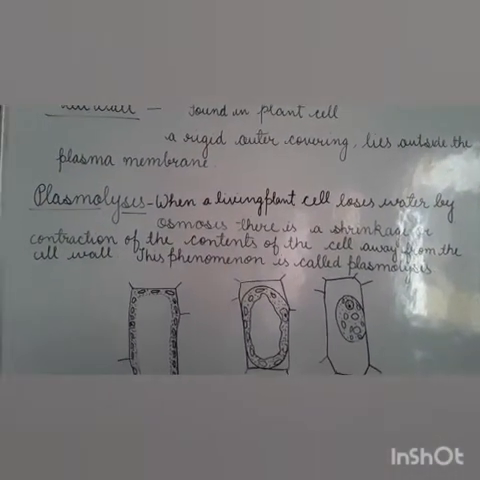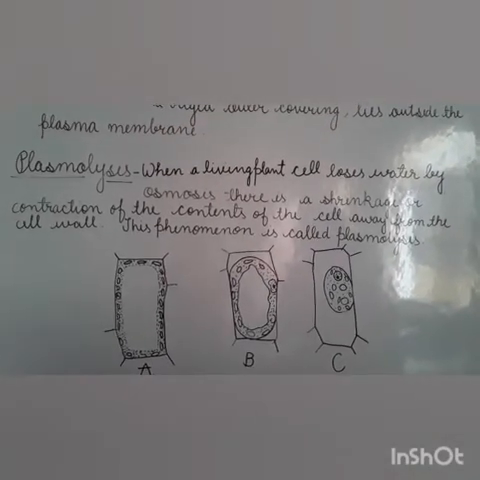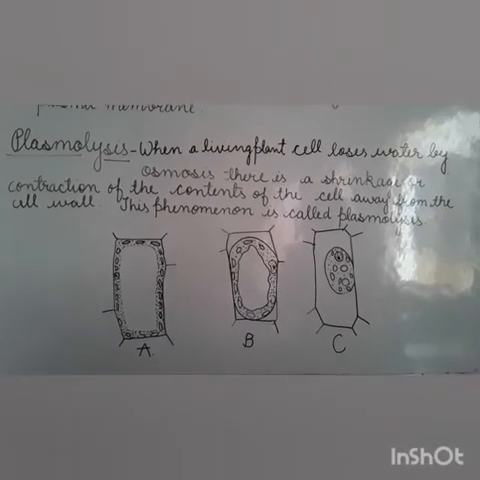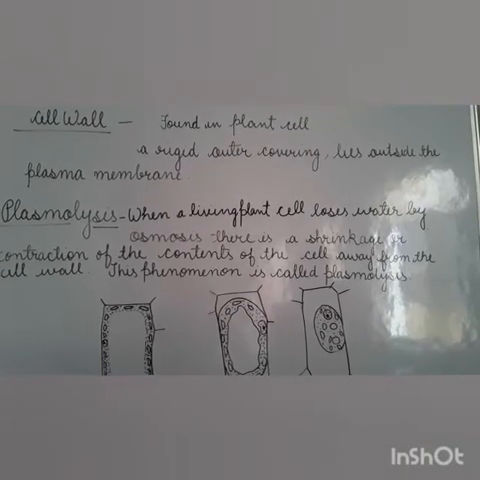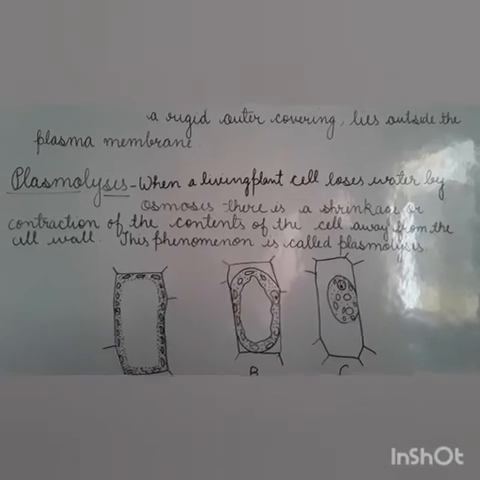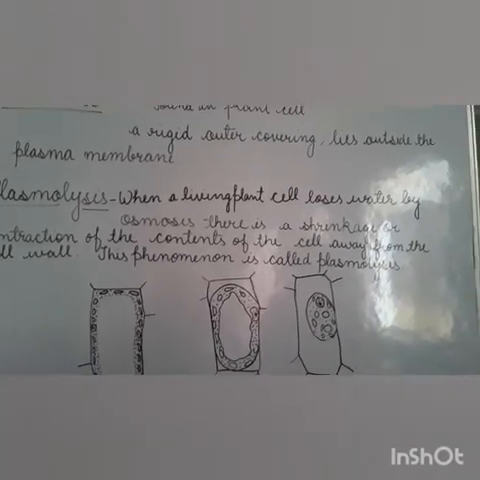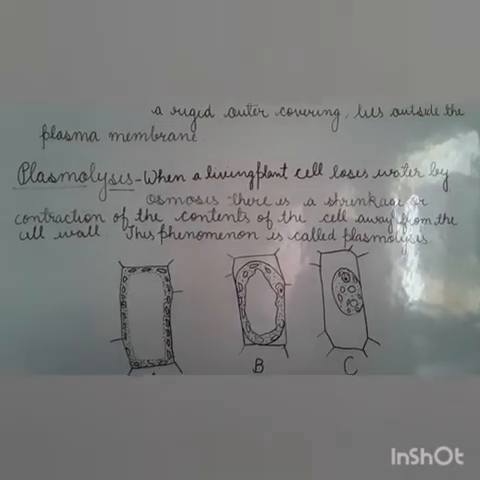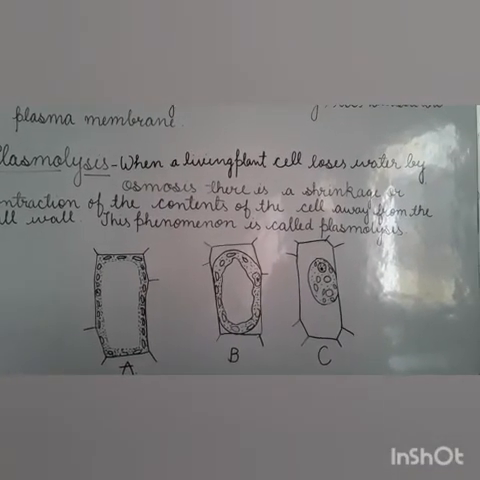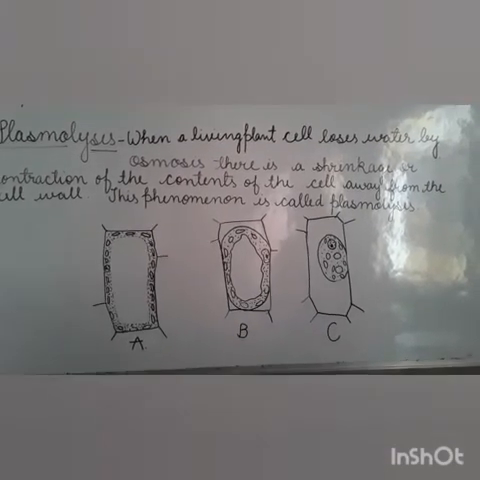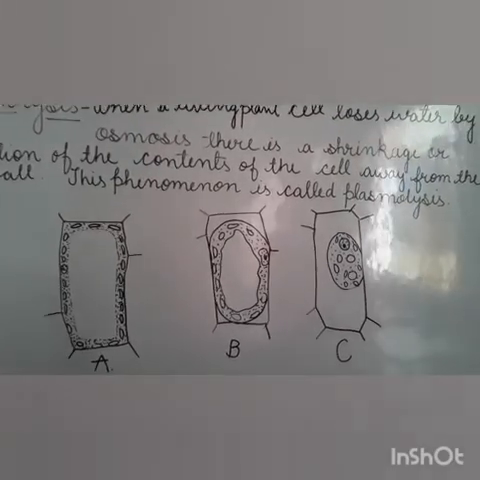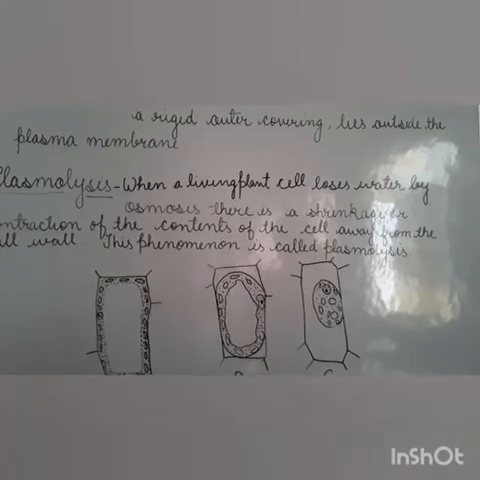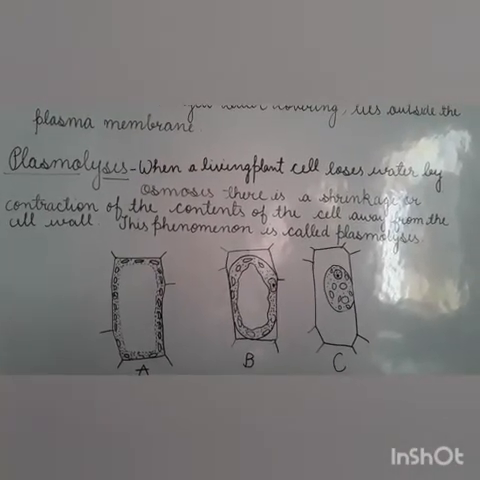So now we are studying about plasmolysis. The plant cell has a very special feature, which is the cell wall. When we keep a living plant cell into a hypertonic solution, a very concentrated solution, what will happen? The cell loses water by osmosis, and there is shrinkage or contraction of the contents of the cell, and these contents move away from the cell wall. This phenomenon is called plasmolysis. In the pictures I have drawn here, in A is the cell, in B the cell contents are shrinking, and in C the cell is plasmolyzed, meaning all the cell contents are moving away from the cell wall. It happens in a living plant cell.